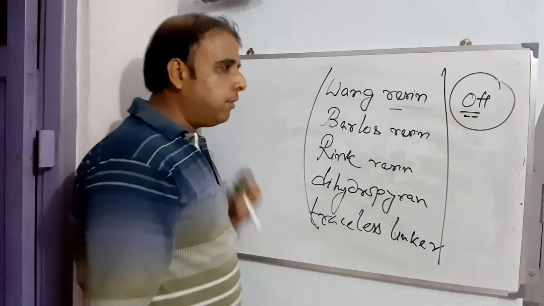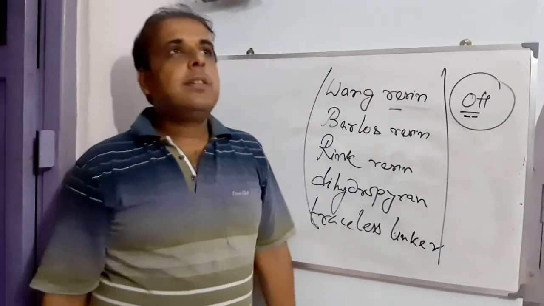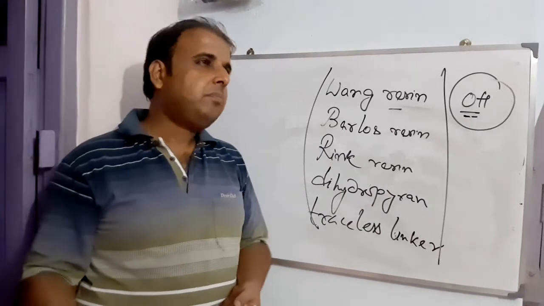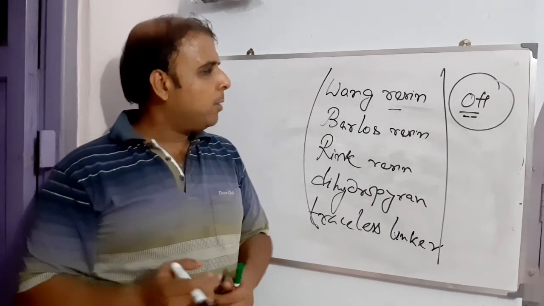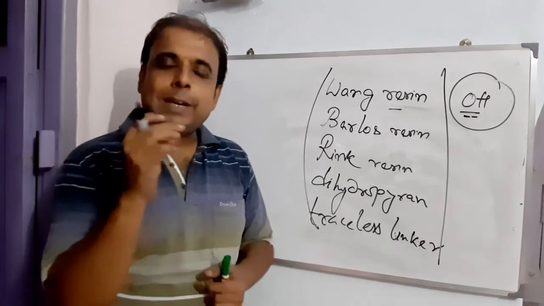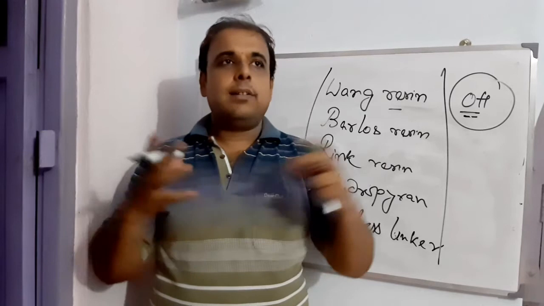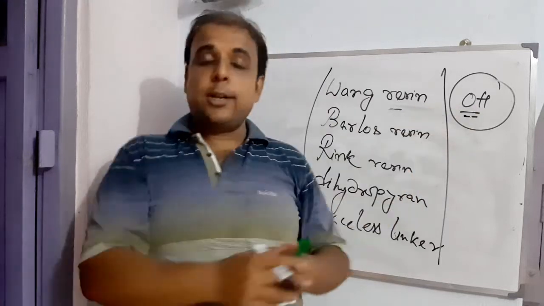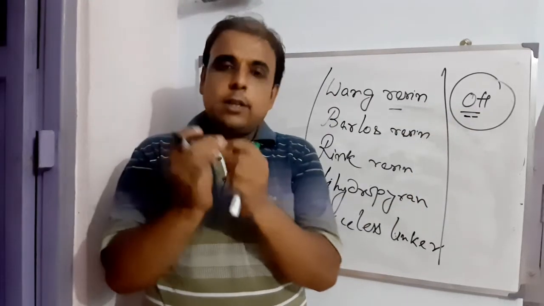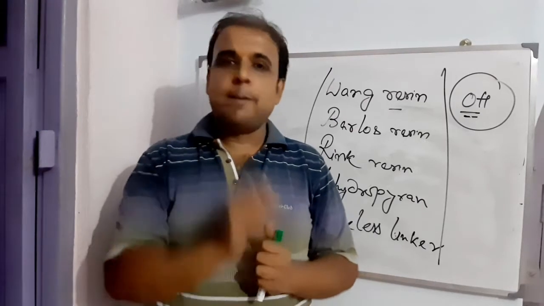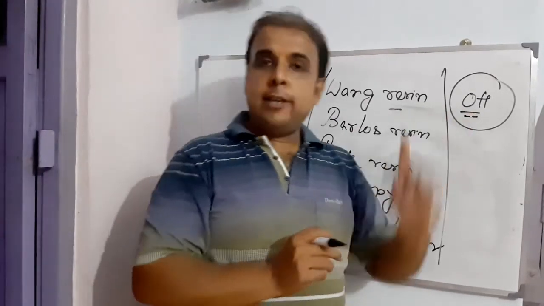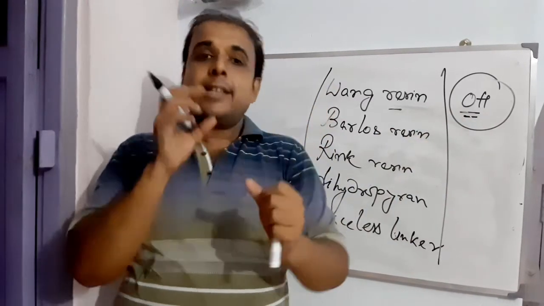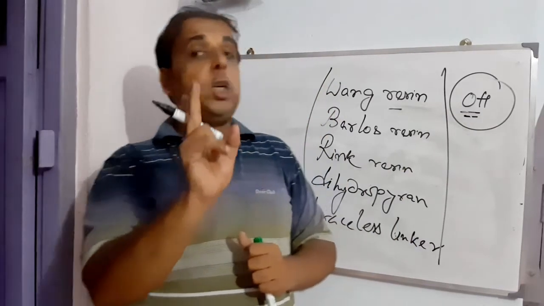There was some problem with the Wang resin. What was the problem? Though we can make so many peptides, sometimes it is observed that the first amino acid, the one which is directly connected to this particular hydroxyl, undergoes racemization. This was the problem. Out of this interaction, out of this formation, the first amino acid may undergo racemization. So this is one of the problems.